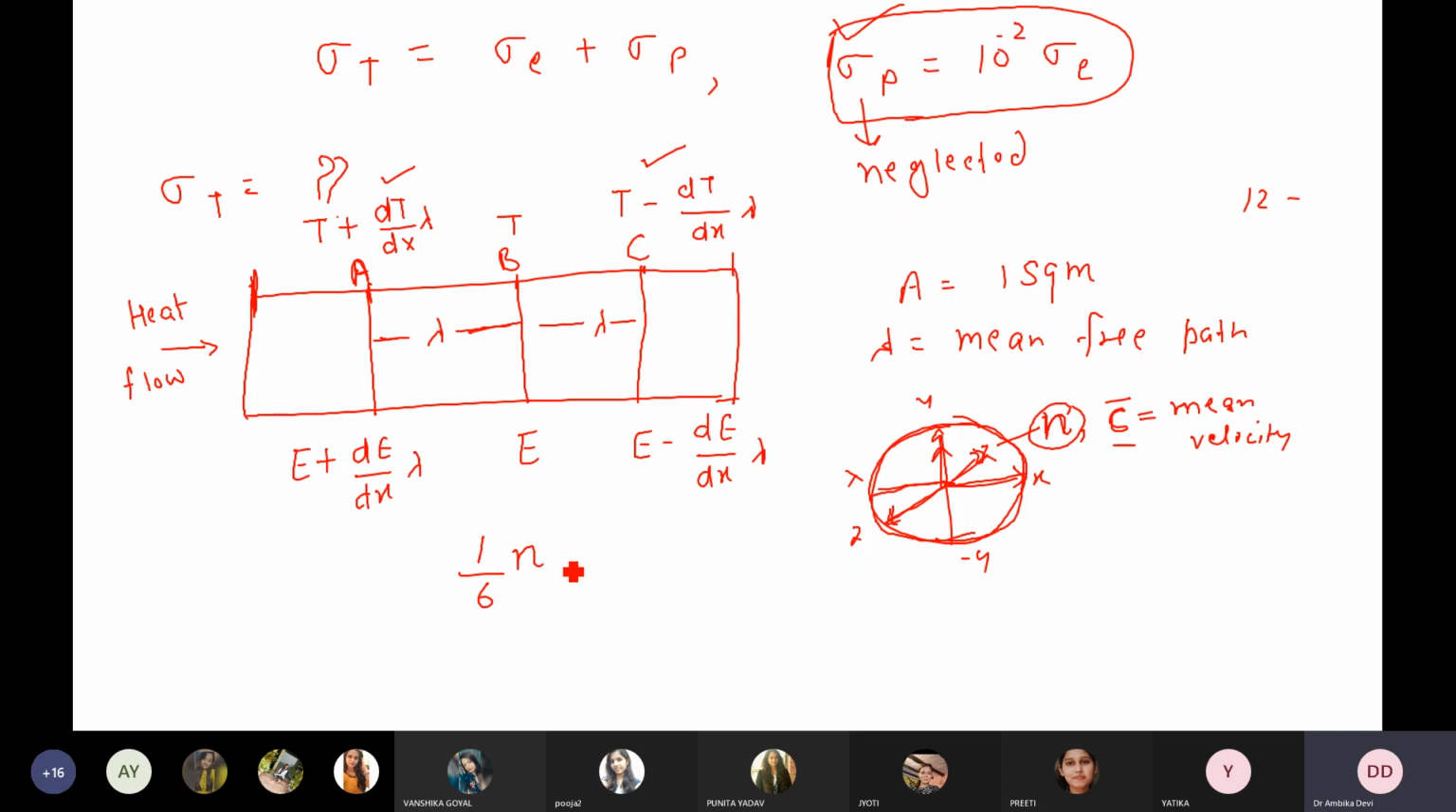Now we are talking about per unit area per unit time. तो velocity से भी multiply करना पड़ेगा, right? Yes, ma'am. Okay, so now you got it. So this means that 1 by 6 n c bar is the total number of electrons moving in one particular direction.